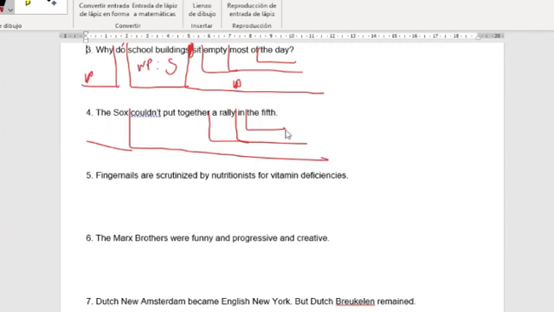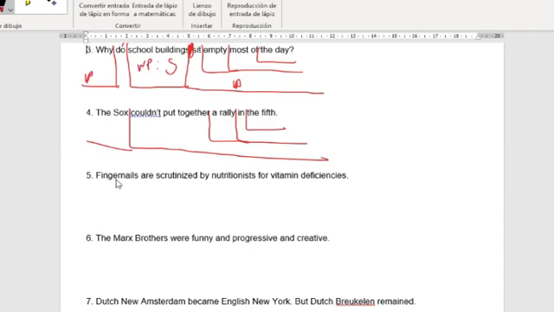It's a little trickier. So we have: fingernails are scrutinized by nutritionists for vitamin deficiencies. Fingernails is what? Noun. This? Verb, be. This? Verb. What is it? No. Are scrutinized, that's a verb. I'm asking you. Yes, it's a verb. What type of verb? VT. It's a VT.